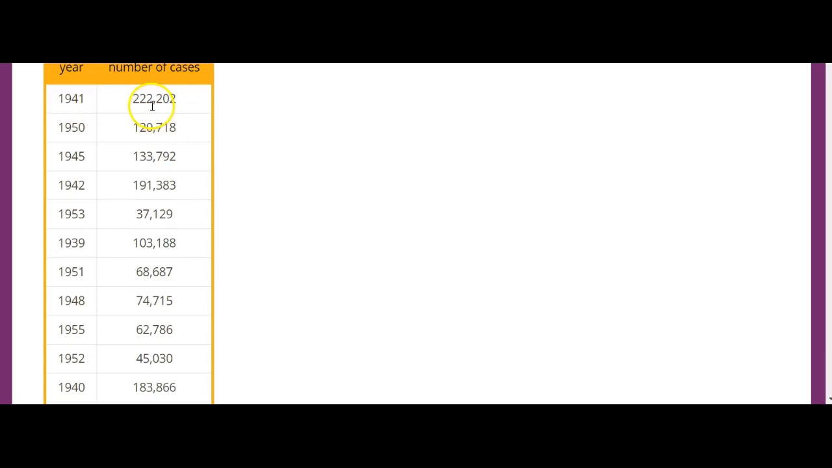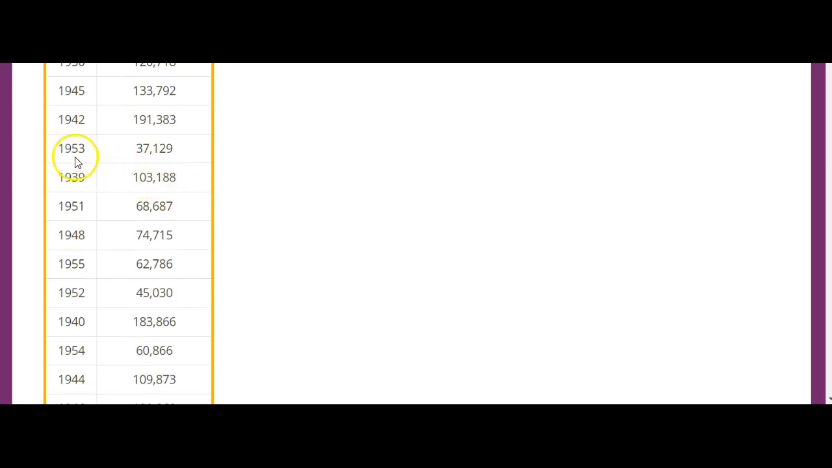1941, 222,202. That's the number of cases in 1941. In 1950, 120,718. Right? 120,718. 1945, 133,792. 1942, 191,383. 1953, 37,129. Now, if I'm going too fast, you pause the video and rewind, okay?